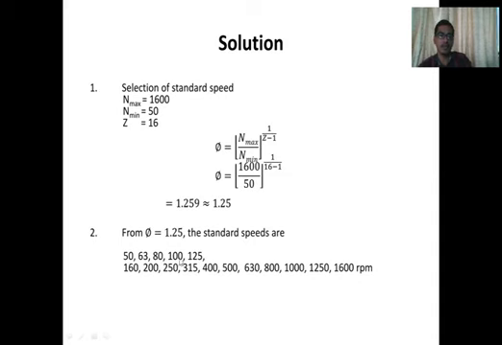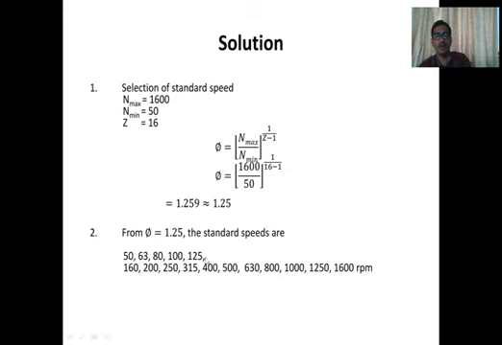Similarly, you will get the next values as 100, 125, 160, 200, 250, and so on up to the 16th value. Z is equal to 16, so we have to calculate a total of 16 spindle speed values. The final speed value will appear as 1600 RPM, which is equal to the maximum spindle speed.